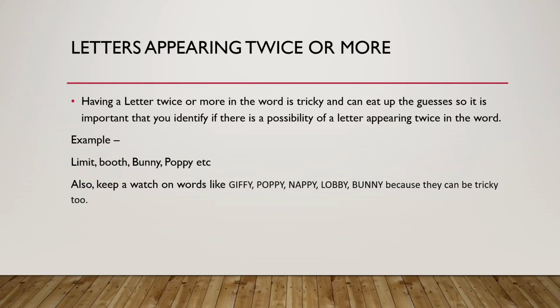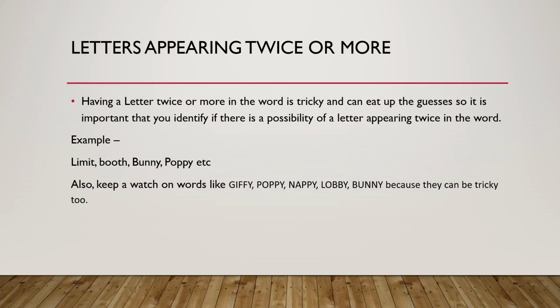Having a letter twice or more in the word is tricky and it can eat up all your guesses. For example, limit. You can have LIMNT and you will struggle to find the last letter, but you have 4 letters already. The last letter is I, which is already present in your 4 letters. For example, booth. In booth you can have BOTH and you will struggle to find the 5th letter.